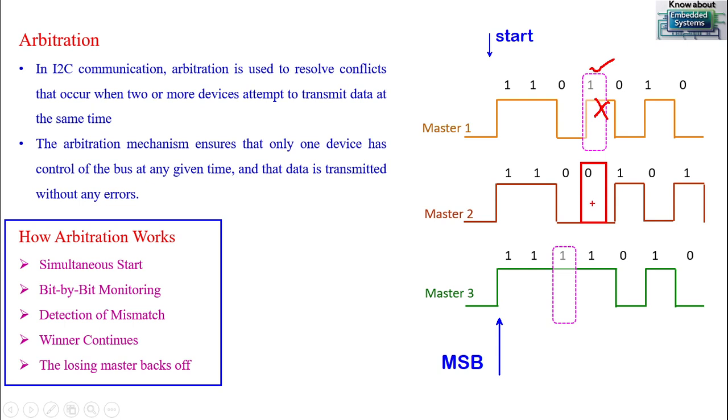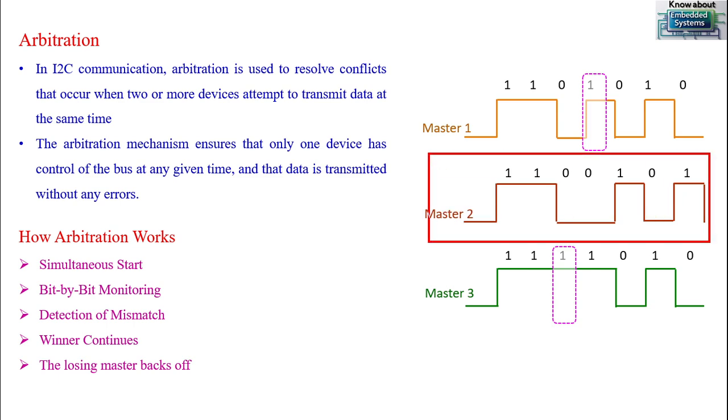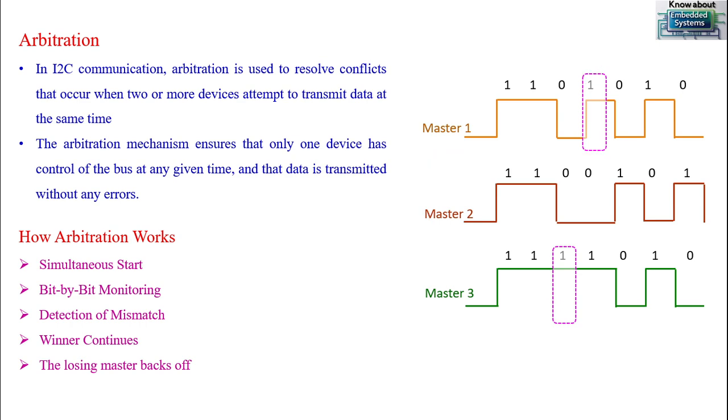Finally, the I2C bus will be allocated to master 2, and master 2 will continue with the communication. Master 1 will lose and master 3 also will lose. So this is called the I2C arbitration process. This is also one of the interview questions you should remember. Okay, I hope this is clear.